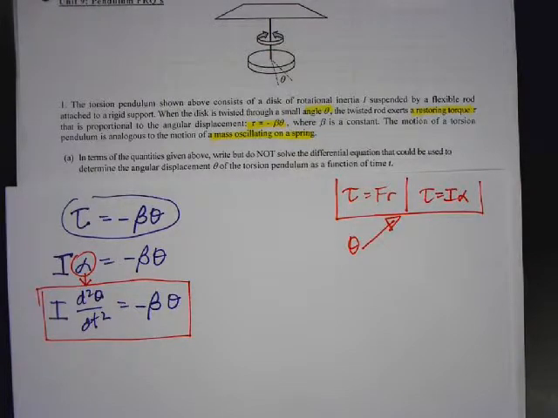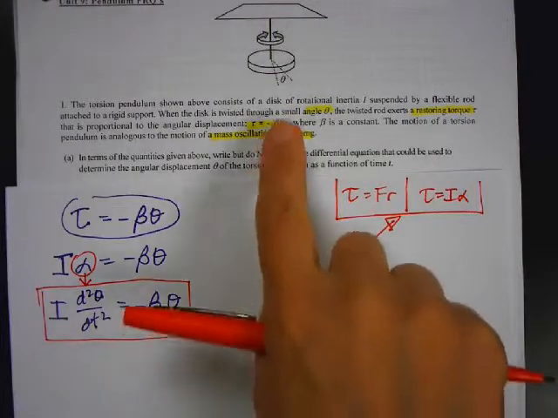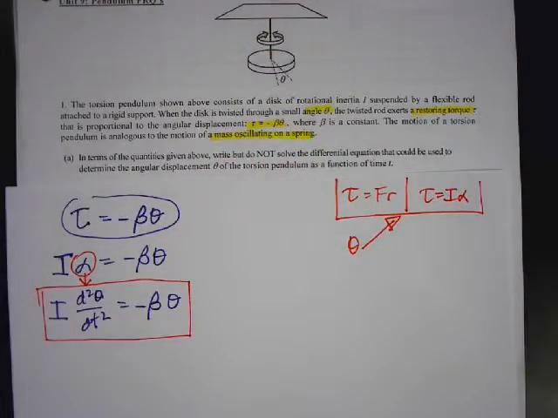You're not solving it. You're not rearranging it. This is a differential equation because it has d squared theta dt squared. And is this in terms of only the variables I have here? That's it. All right, so that was part A.